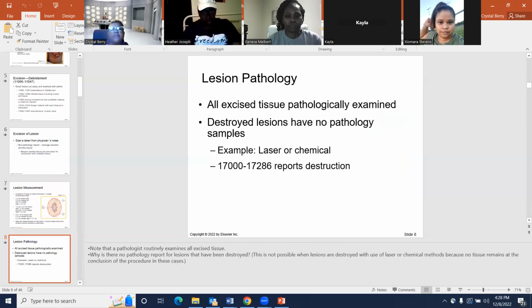Lesion pathology. All excised tissue is pathologically examined. Destroyed lesions have no pathology samples. Example, laser or chemical. These are the codes you report for destruction. Remember, destroyed lesions have no pathology samples. That's a test question, true or false.